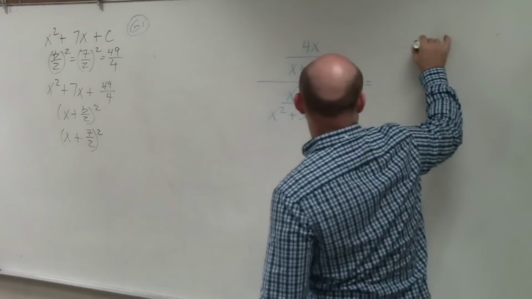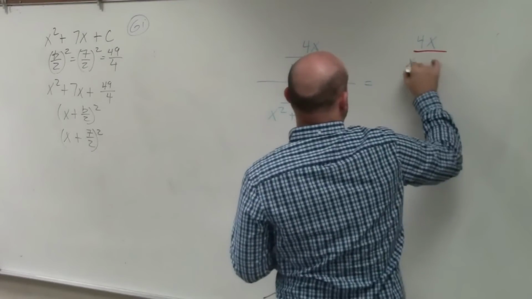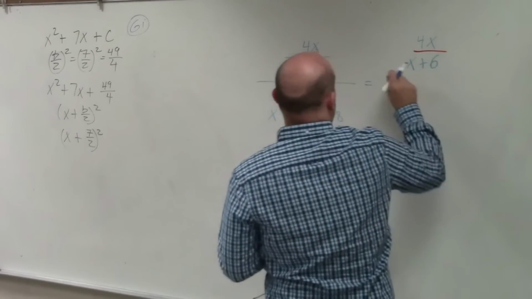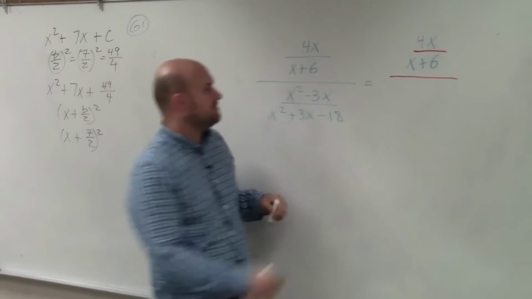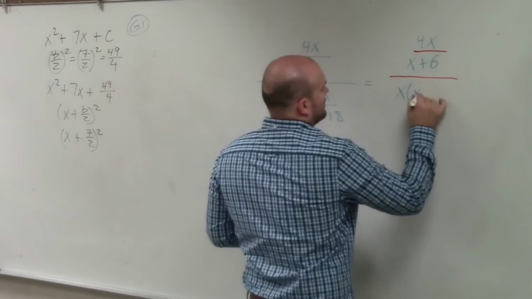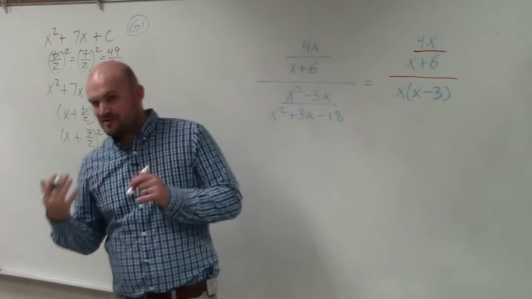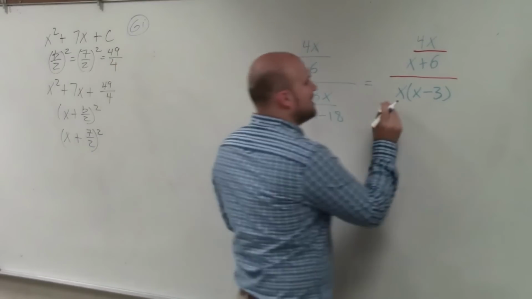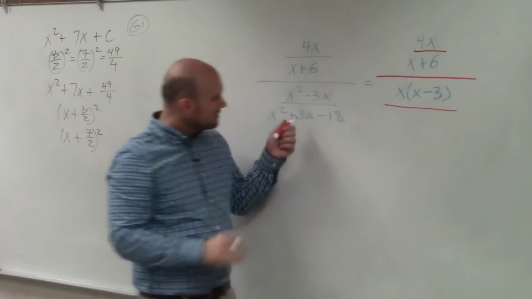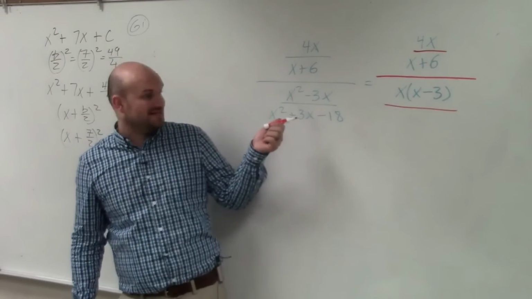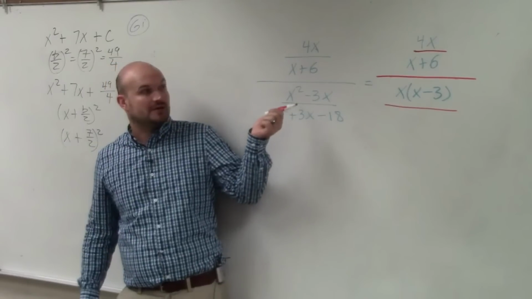Well, 4x I cannot simplify any further. Nor can I simplify x plus 6. However, x squared minus 3x, I do notice that those have an x in common. So I'm going to factor out an x. Does everybody follow me with that? Factor out an x. And then in my denominator of my denominator, I'm going to factor this in my head because I told you we're going to start moving quicker.